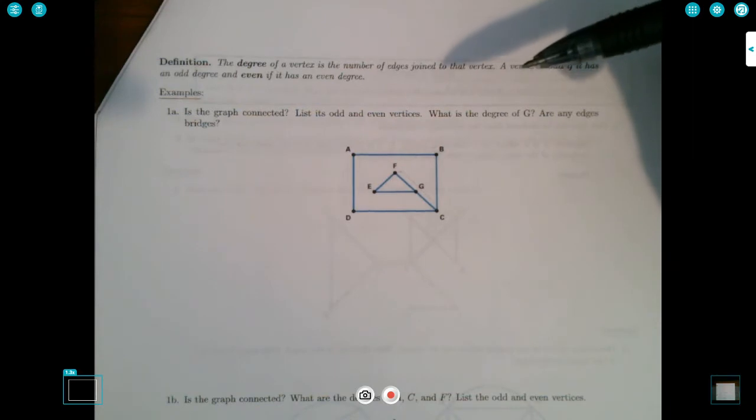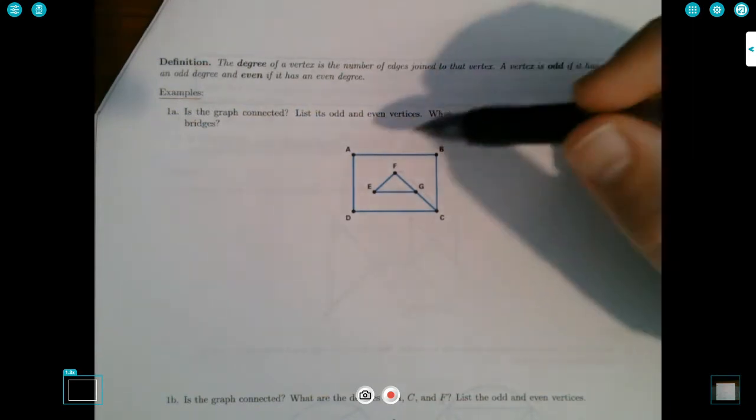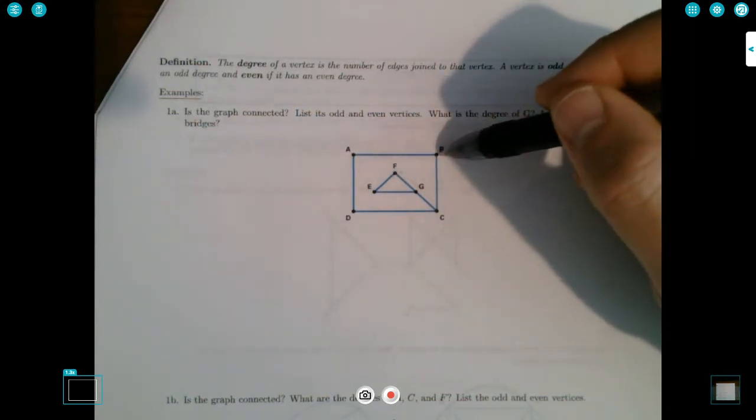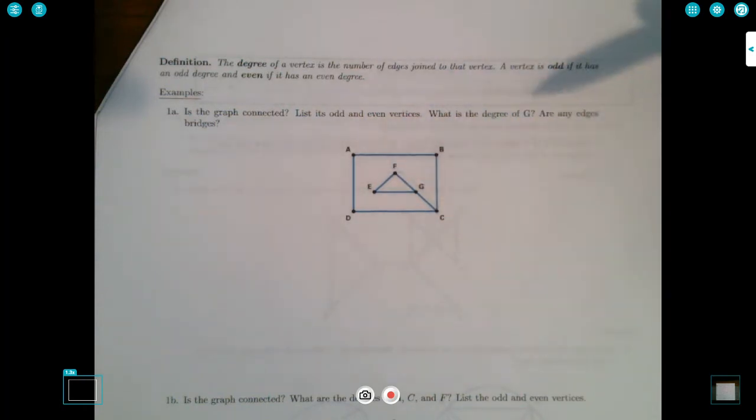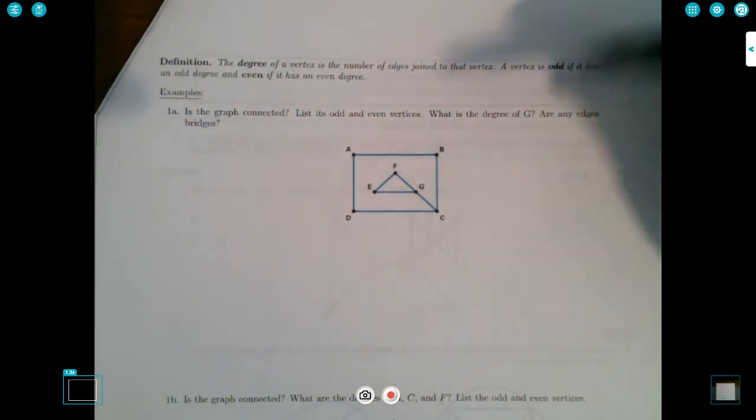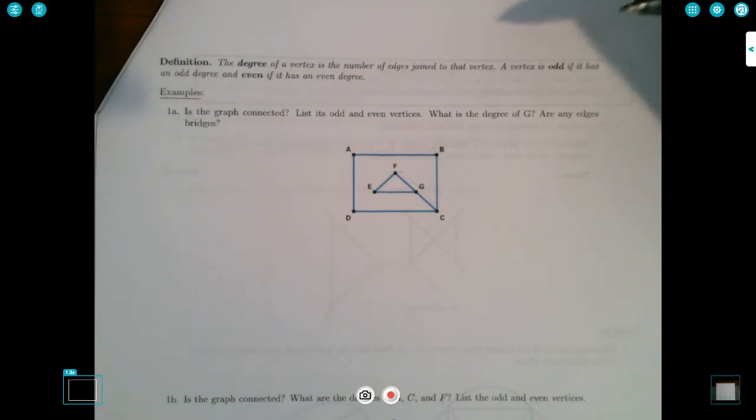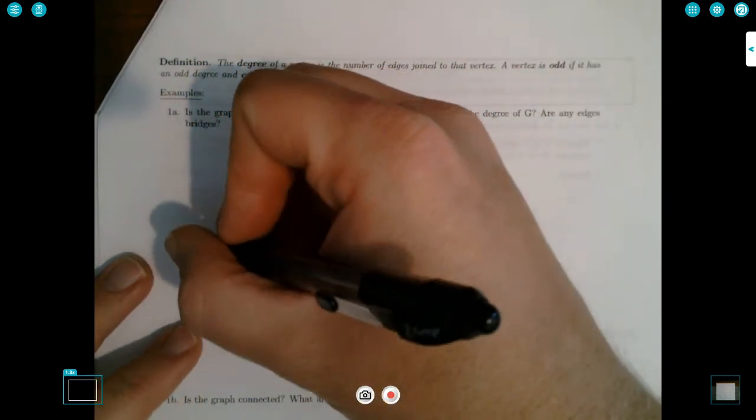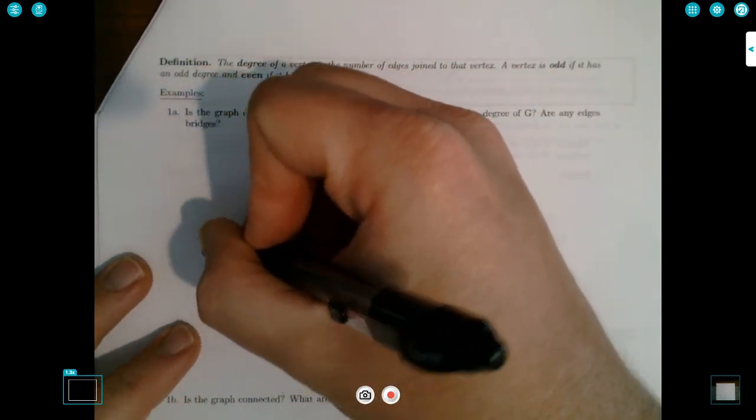I don't have any pieces that are floating out by themselves anywhere. I can get from B to F, for example, by going like that. So yeah, this thing is connected. So yes, it's connected.